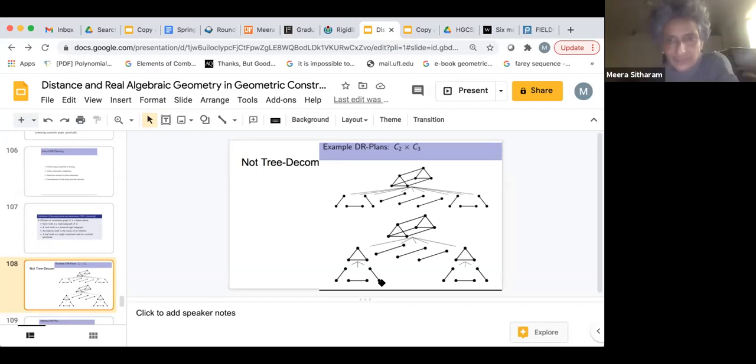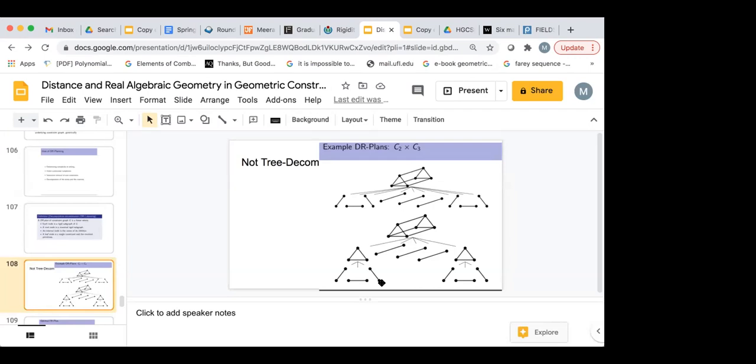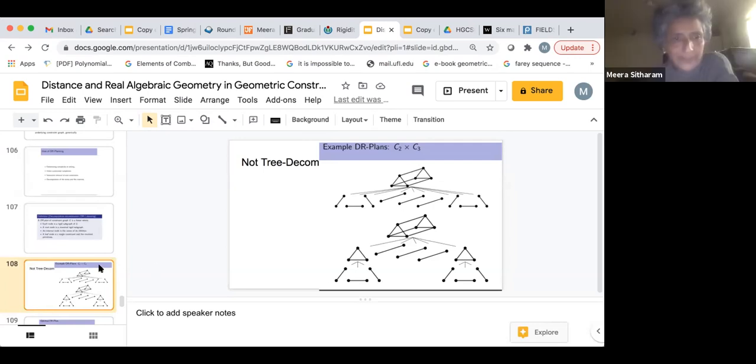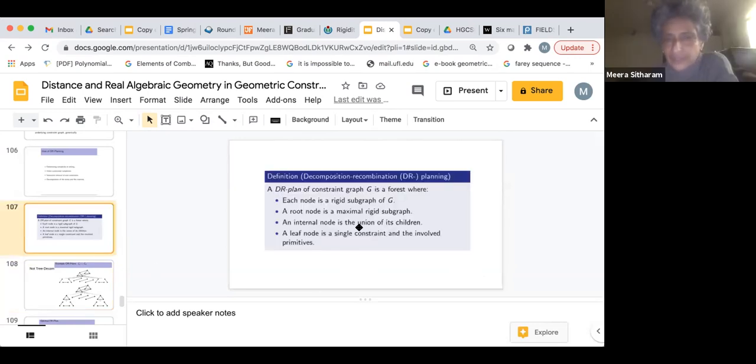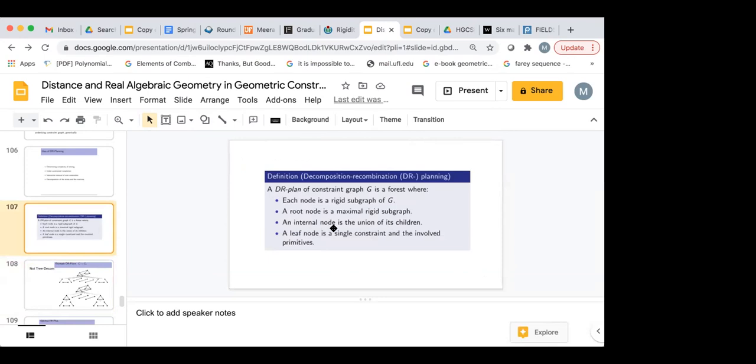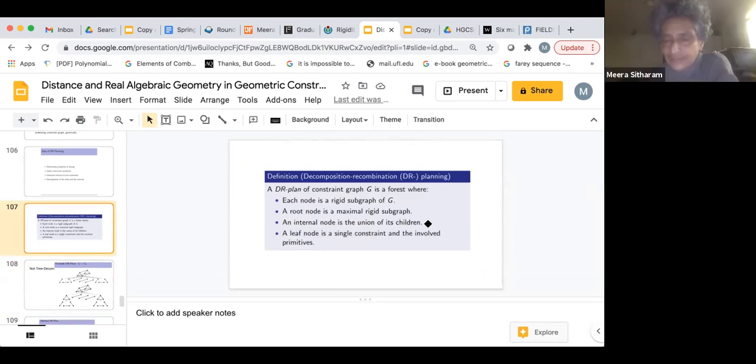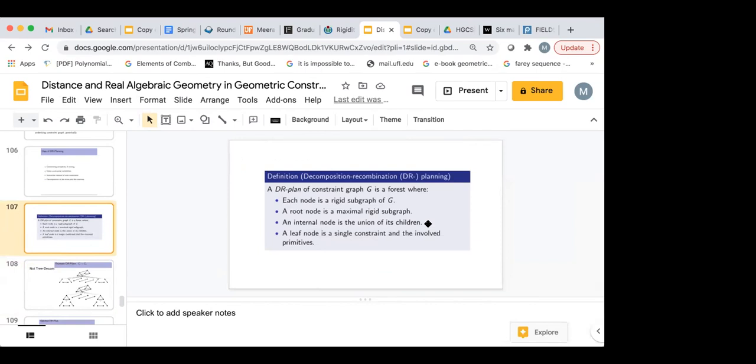So the leaves are all edges. And there's no requirement right now that the parent can be produced from its children. What do you mean by produced from its children? We need the realizations. The parent is the graph, which is the union of the children graphs, and its realizations do not need to be produced from its children.